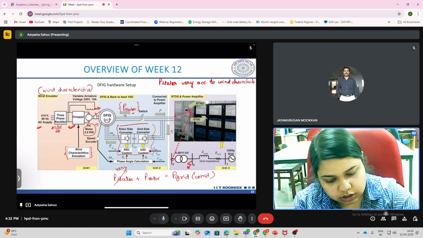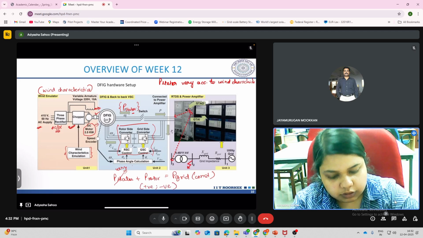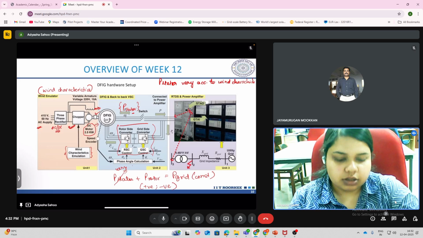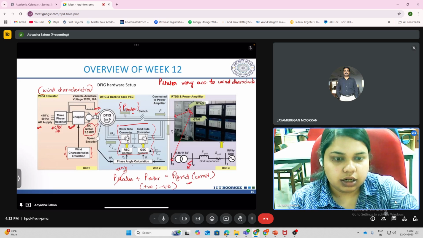So P rotor can be positive or it can be negative. If the stator power is in excess, that means in case of a high wind speed condition, the P rotor can absorb the excess power available. And in case of a low wind speed condition, the rotor can inject the balance power that is required to maintain the grid at a constant power.